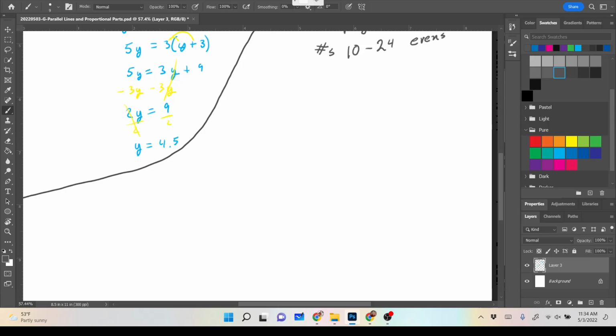They are similar, and 8 is what x equals. And 18 is 18. 20 is 15. 22 is 7.5 feet. And 24 is 10.75.